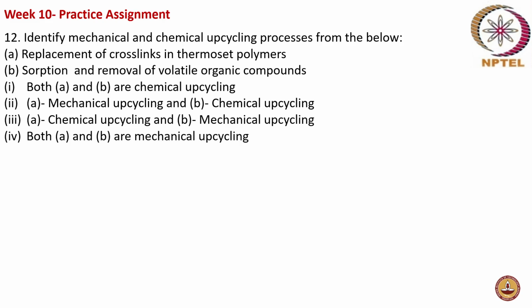So the options given are both of them chemical upcycling, or replacement of crosslink in thermoset is a mechanical upcycling, and sorption and removal of volatile organic compound is a chemical upcycling, or is it option 3, replacement of crosslink in thermoset polymers is a chemical upcycling, while sorption and removal of volatile organic compounds is a mechanical upcycling, or is it option 4, both of them are mechanical recycling? Which of them is the right option?